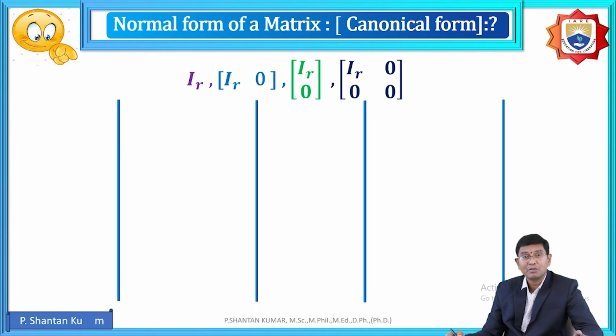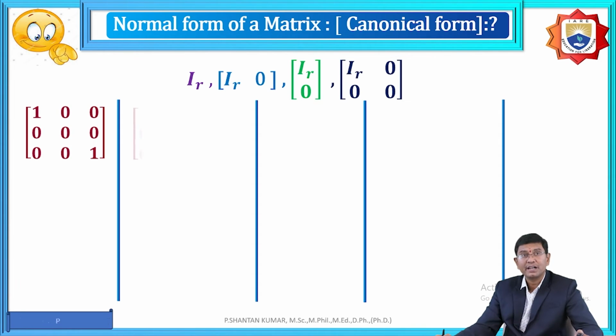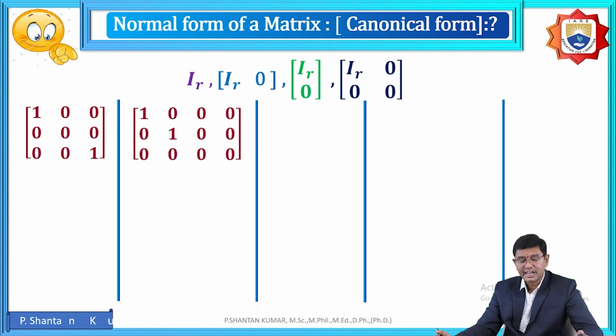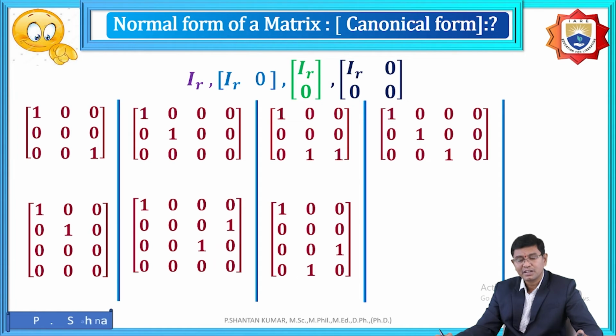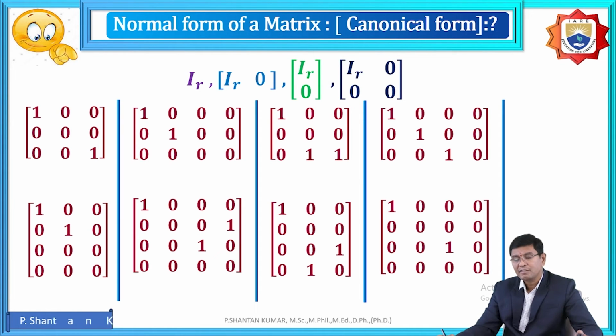And again here, we need to understand some examples. What were the examples for the previous topic, the echelon form? Now also some examples for the normal form or canonical form. Based upon that, we need to identify further examples, for example first one, second one, third one and fourth one. These are some of the examples, and we need to observe them one by one.